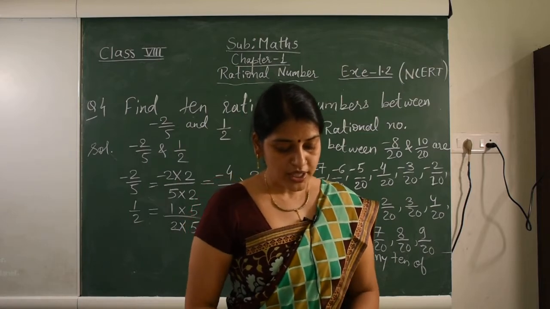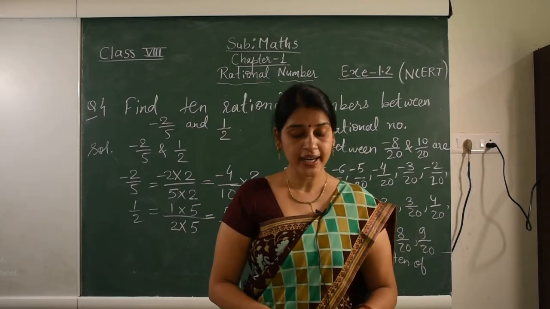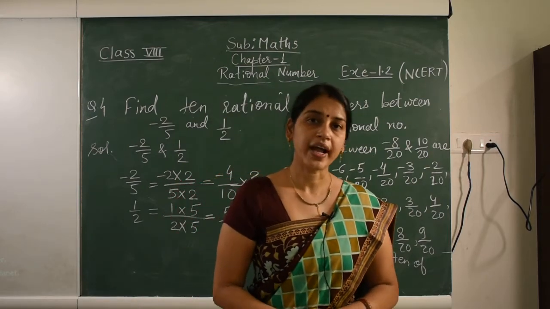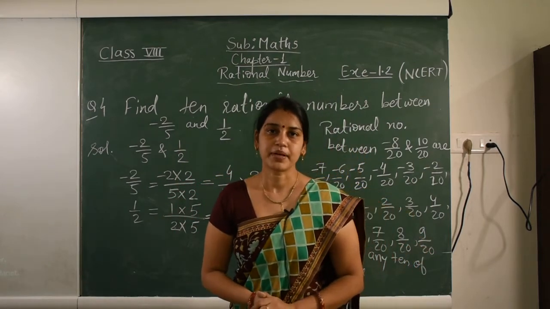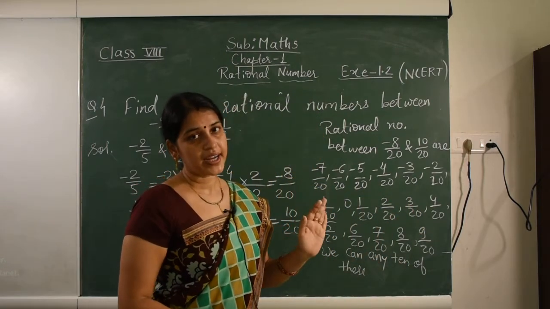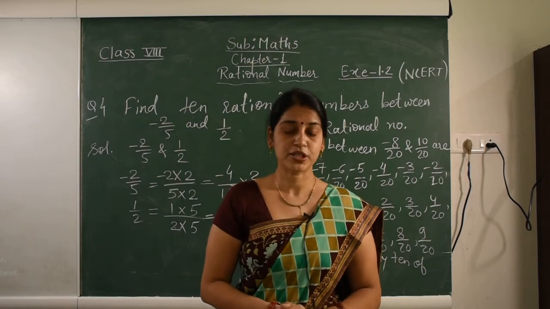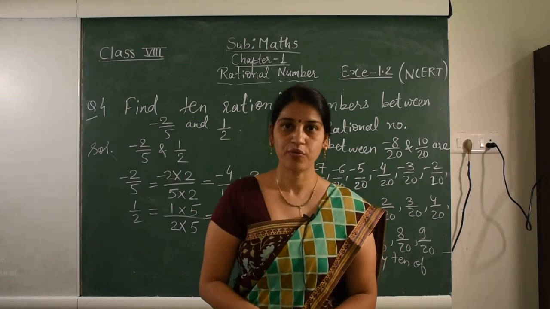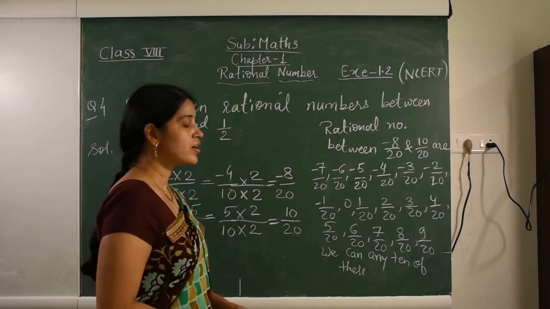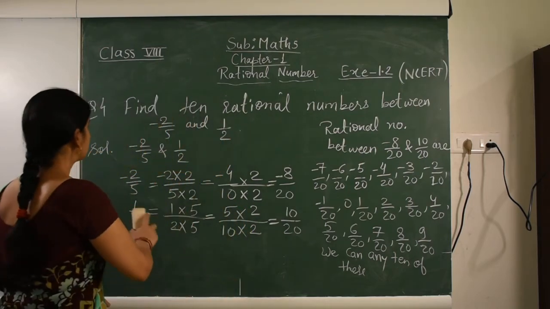So your next question is also related to the same question. In the next question you have to find only 5 rational numbers. So by using the same method you can find 5 rational numbers. This question is your homework, that one you have to do. Okay, now let's see question number 6.